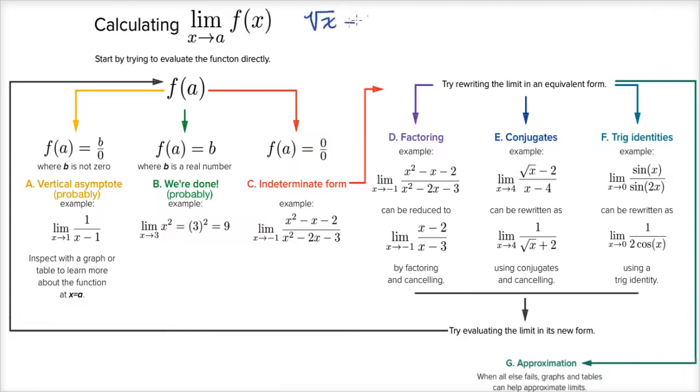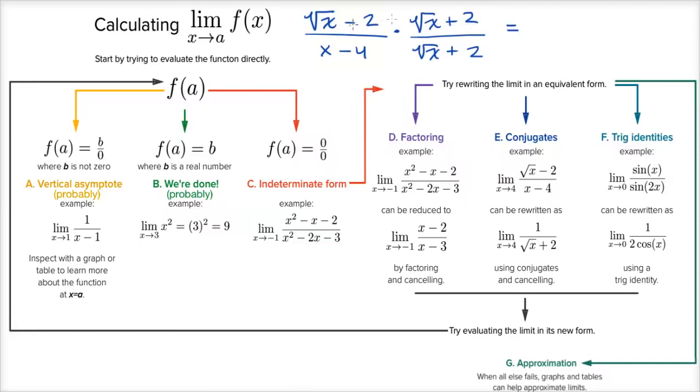So let me rewrite it. Square root of x minus 2 over x minus 4. When we say a conjugate, let's multiply it by the square root of x plus 2 over the square root of x plus 2. Once again, it's the same expression over the same expression, so I'm not fundamentally changing its value. And so this is going to be equal to, well, if I have a plus b times a minus b, I'm going to get a difference of squares.